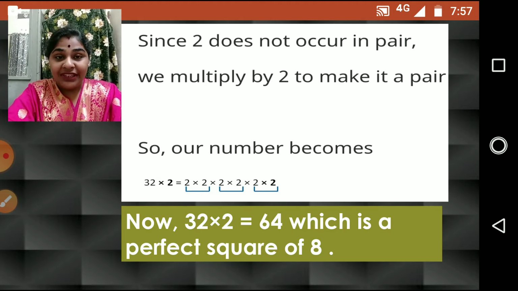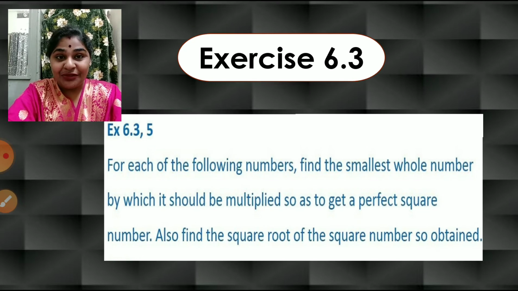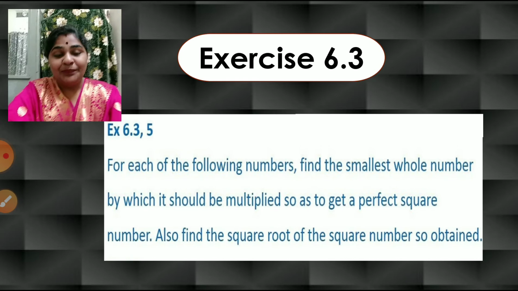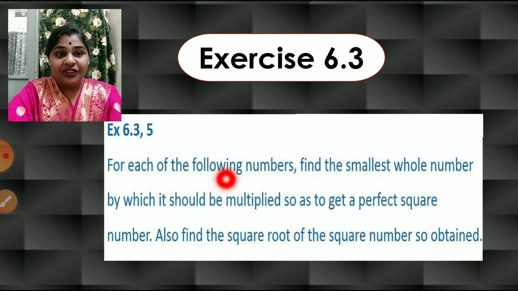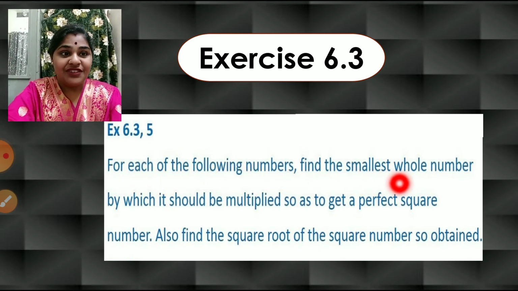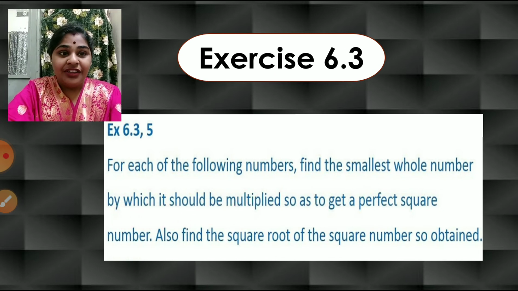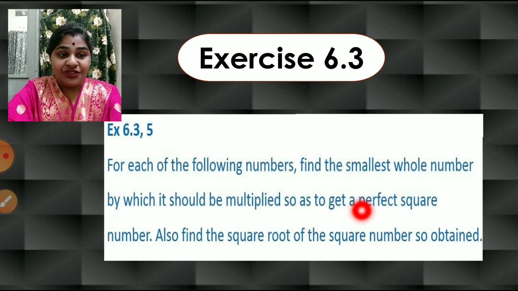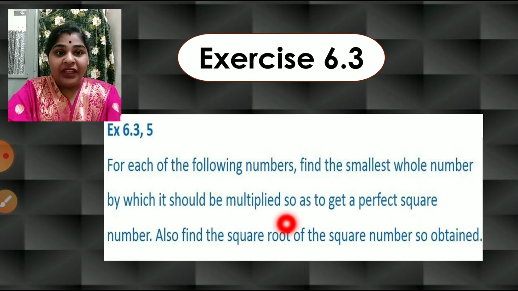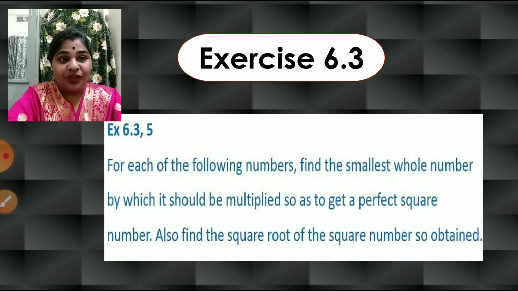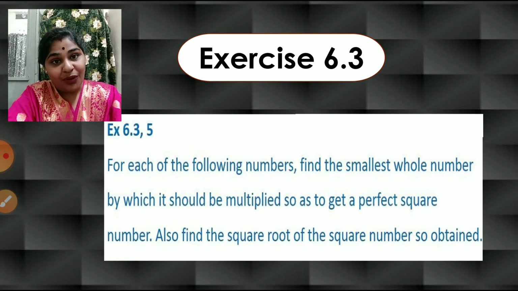So let us begin with the exercise, continuing with the same exercise 6.3. We will be seeing today question number 5, children. Exercise 6.3 question number 5 is: for each of the following numbers, find the smallest whole number by which it should be multiplied so as to get a perfect square number. Also, find the square root of the square number so obtained.